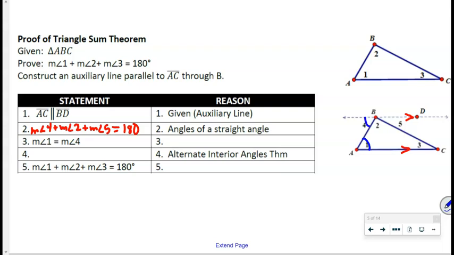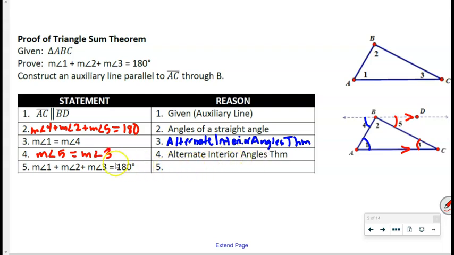Why would that be? That would be because they're alternate interior angles, right? So we're going to write alternate interior angles theorem, and I'm just going to abbreviate theorem. Then it says we have another pair of alternate interior angles. So that would have to be angle 5 over here is congruent to angle 3, or equal. So the measure of angle 5 is equal to the measure of angle 3.